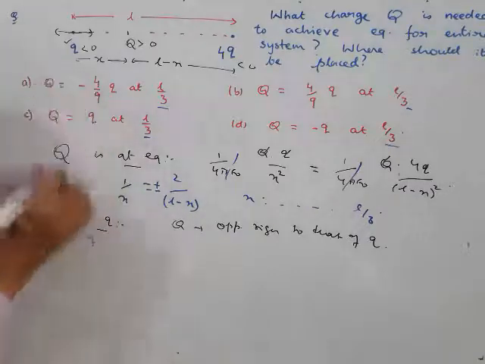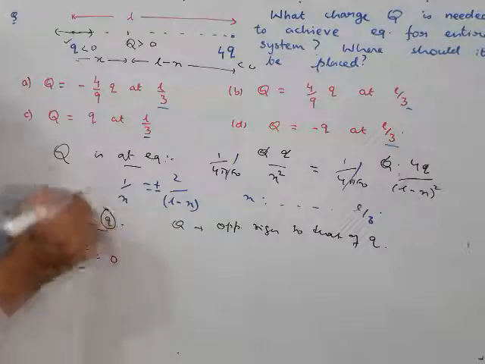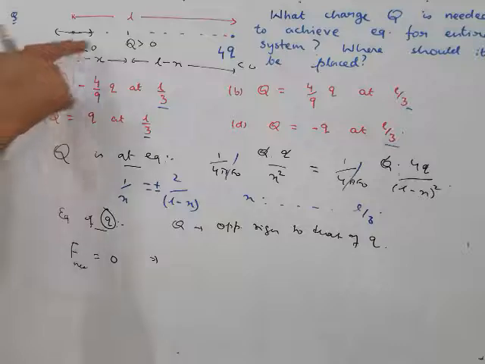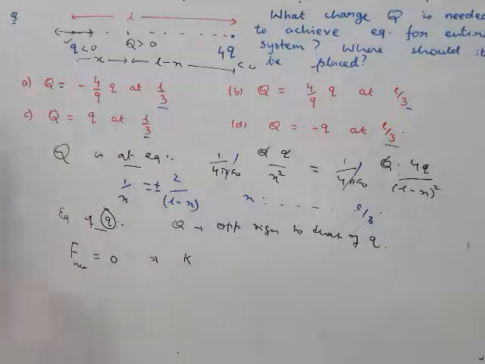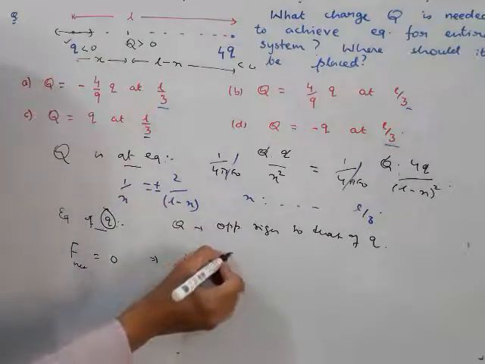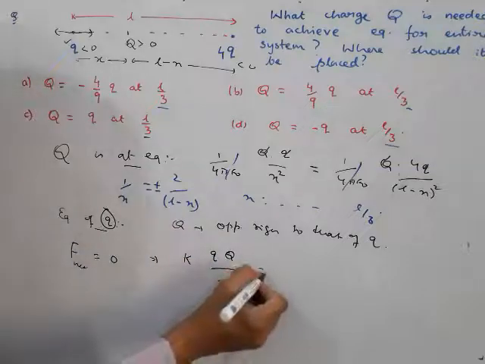Now how to find the value? Net force has to be 0 on this particular charge. We are discussing its equilibrium. Force on small q due to capital Q will be how much? 1 by 4 pi epsilon naught, which I write as k, times product of these two charges, q times capital Q by this distance square, that is x square.